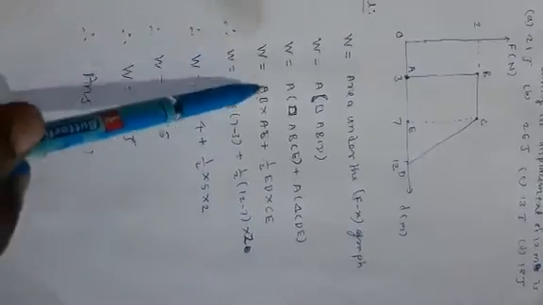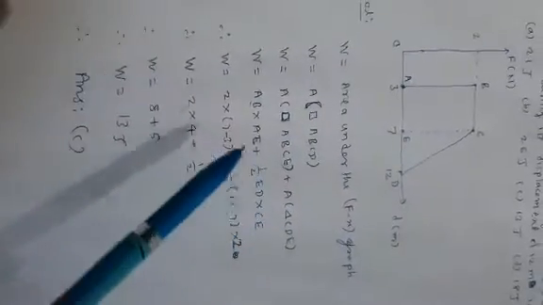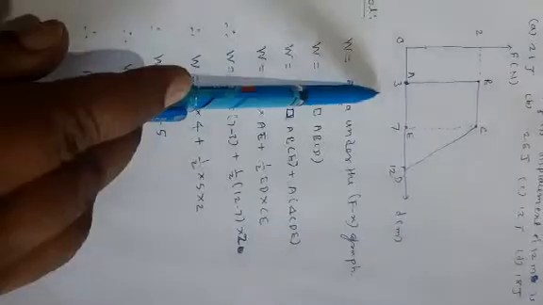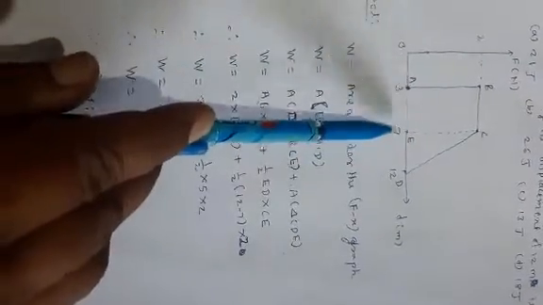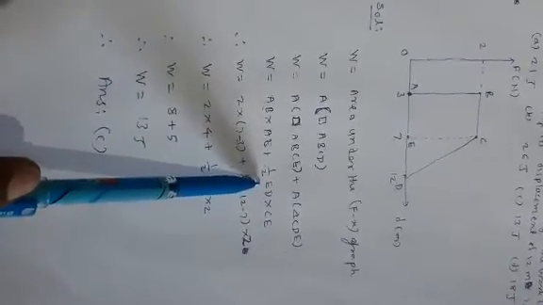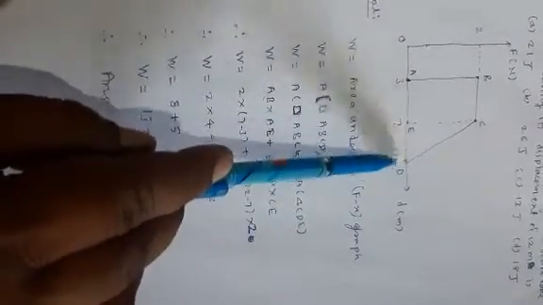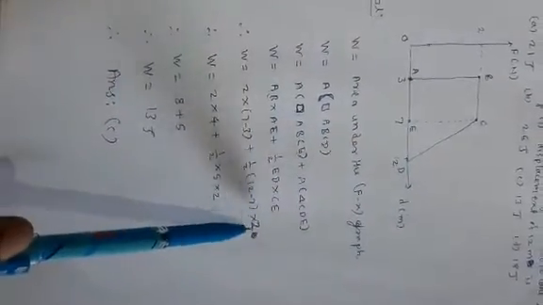Therefore, W is equal to the value of AB. Say the value of AB is 2 because height of the point B from the x-axis is given 2, into what is the distance between A and E. A and E means 7 minus 3, plus half. What is ED? ED is 12 minus 7. Distance between E and D is 12 minus 7 into its height is again 2.